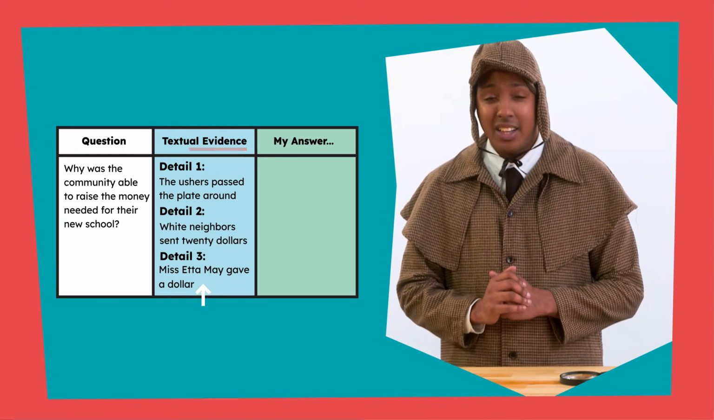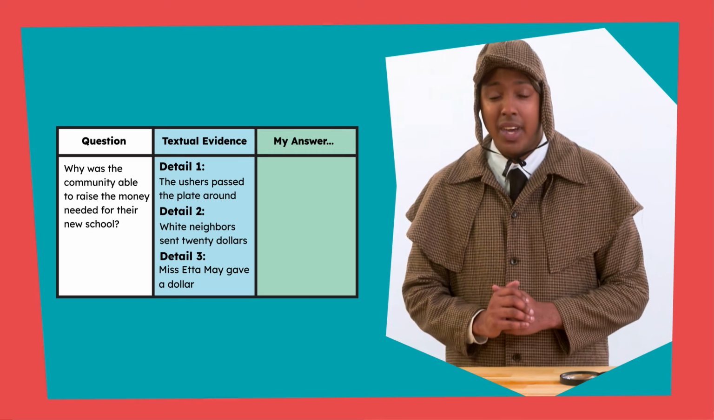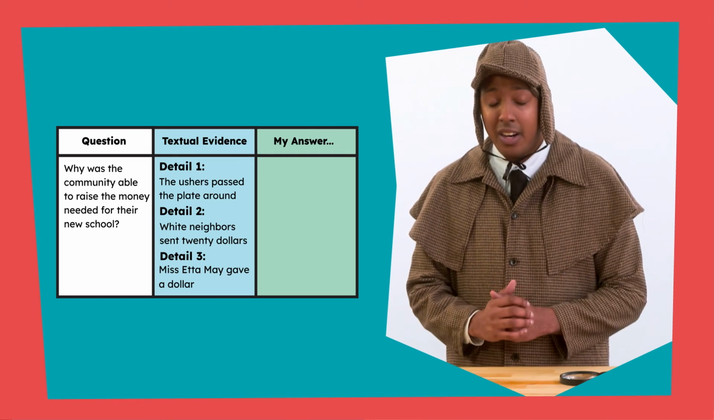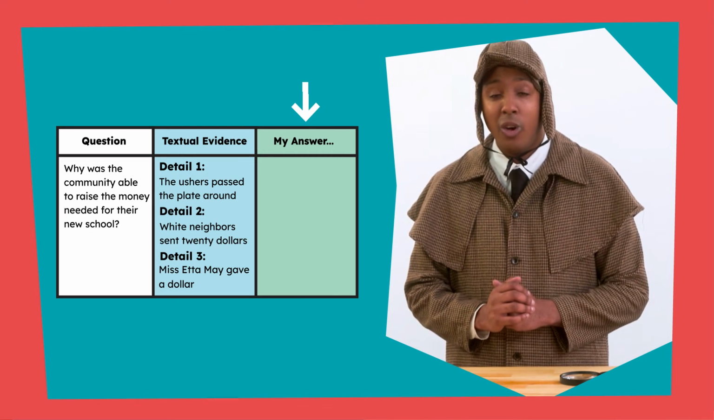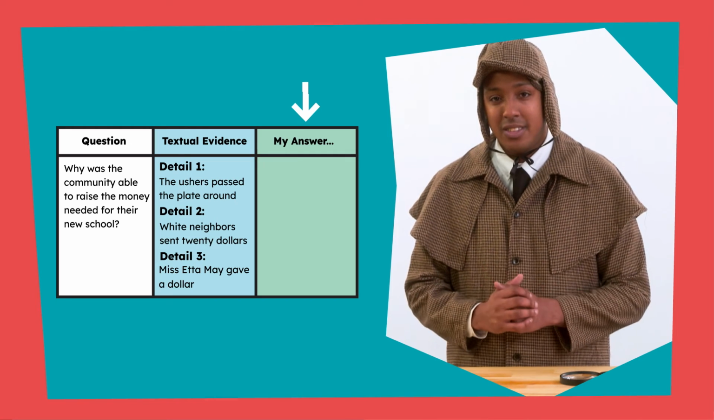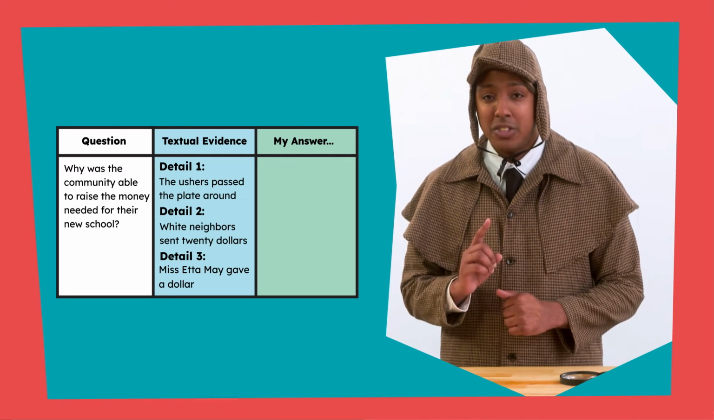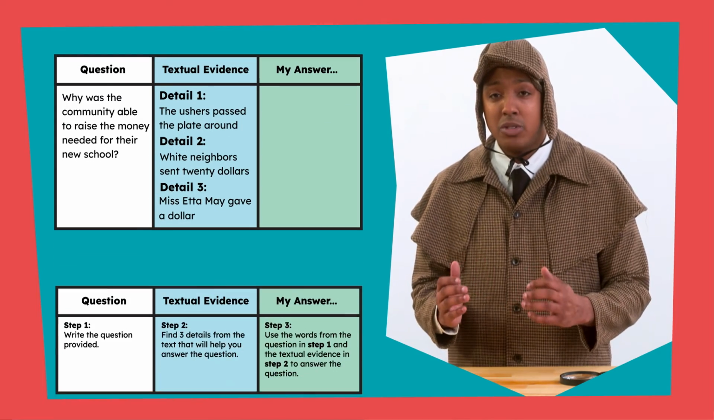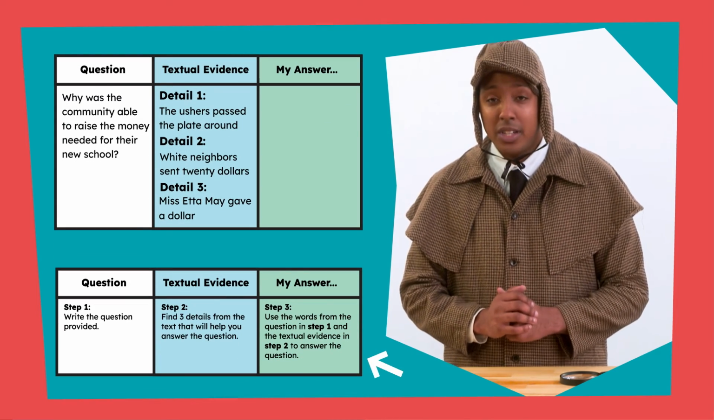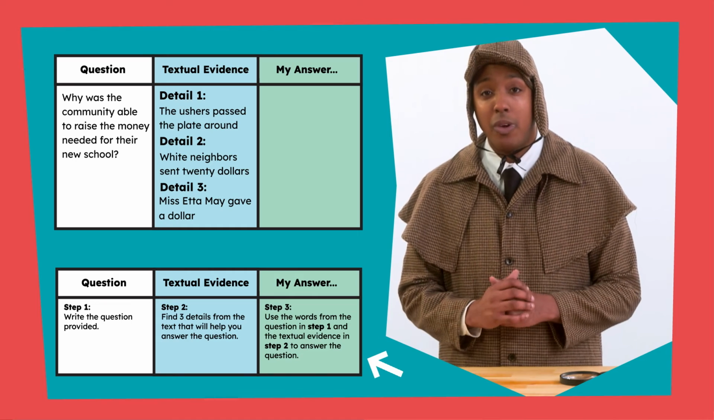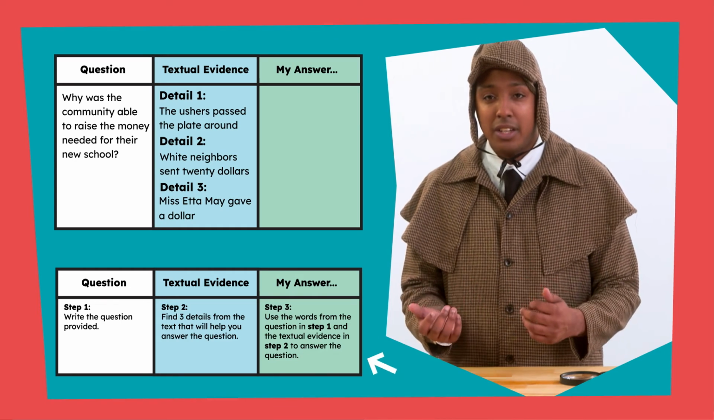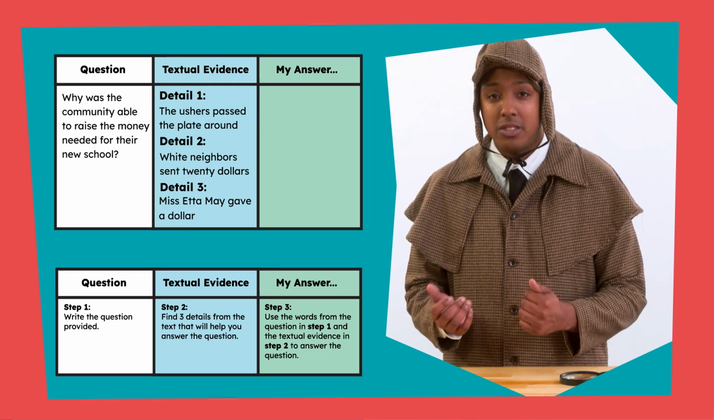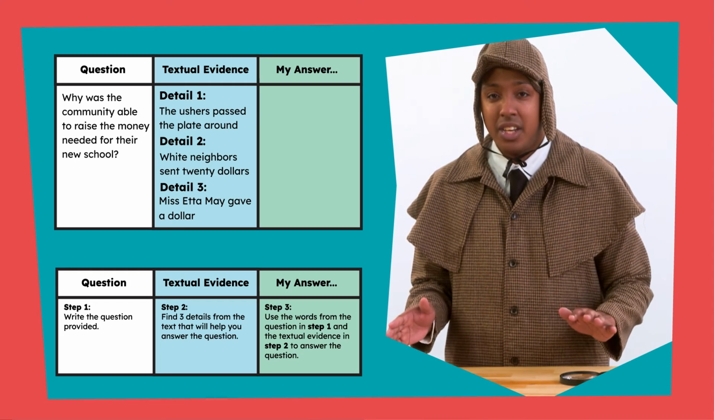Great work, text detectives. Now the very last thing we have to do is put it all together and answer our question. Then we will have cracked the case. Remember our first clue? Let's take a look at it again. So to complete column 3, we will use the words from our question and the textual evidence we found from column 2 to write our answer. I'll help you determine the answer. Then you will finish it out.